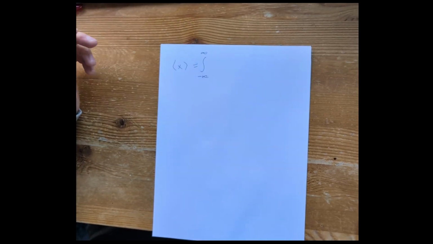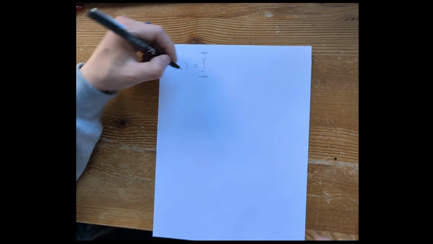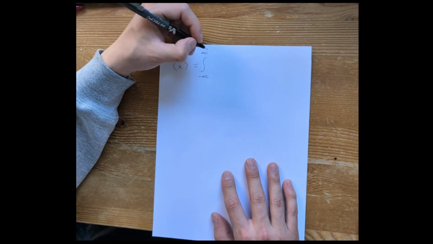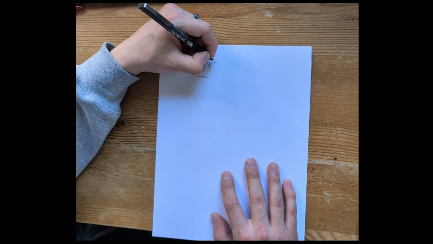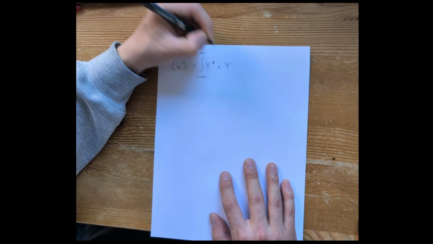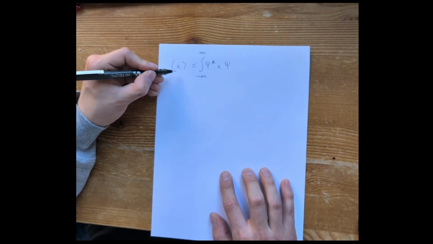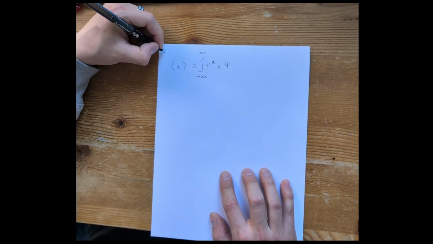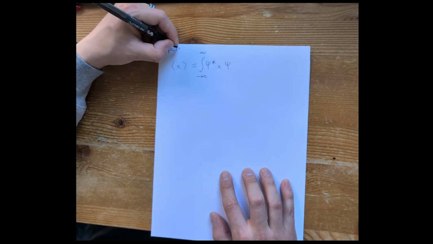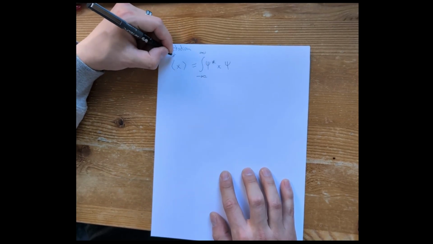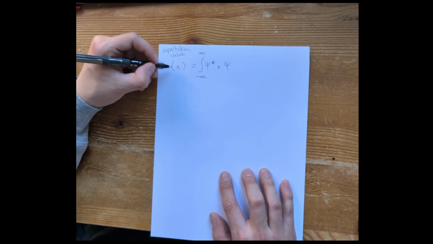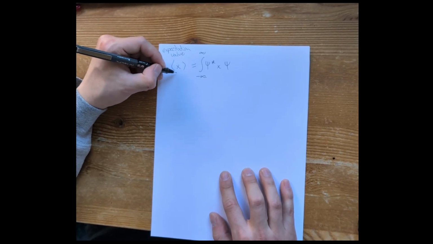Let me actually double check the bounds. I'm going to pull up the book, go to the summary section to see where they show. So yes, it is over all of the bounds, negative infinity to positive infinity. So we got psi star x psi. By the way, whatever expectation value, maybe I should write that here. Expectation value.